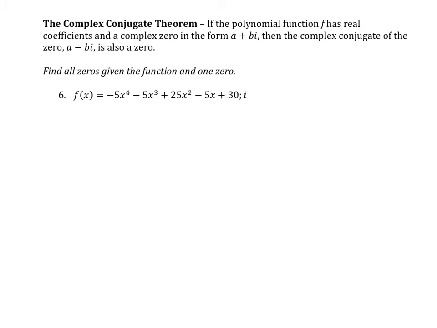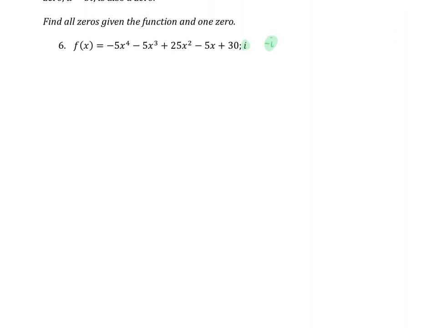Find all zeros given the function and 1 0. So we are given the 0 of i, okay? That means its complex conjugate also has to be a 0. Well, the complex conjugate of i is negative i. So negative i is also a 0. So now we already know 2 zeros just because of the complex conjugate theorem. Now, what we're going to have to do is synthetic division with the i. This can be challenging sometimes, but just take your time and you'll be able to get through it.